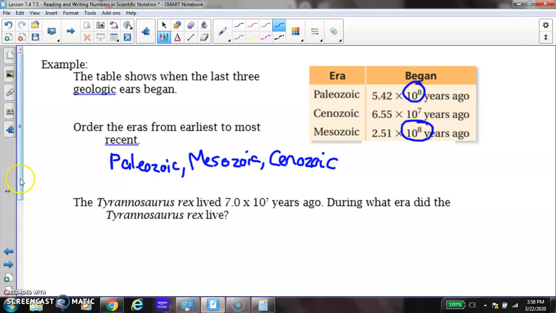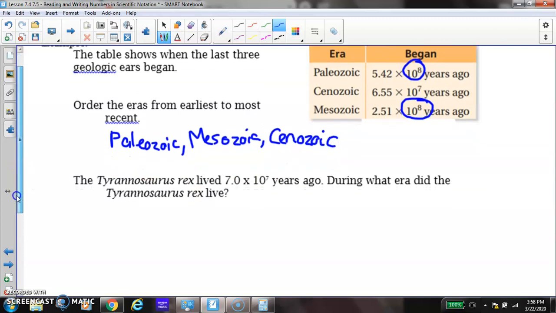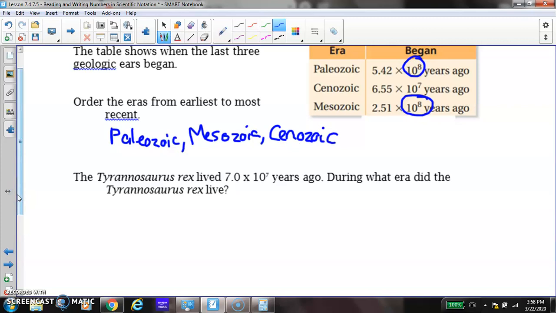Okay, it said here, if the T-Rex lived 7 times 10 to the 7th years ago, what era did it live in? Well, if I look at the powers on 10, chances are it's going to be the Cenozoic, right? Because it has the same power on 10. So the Cenozoic.